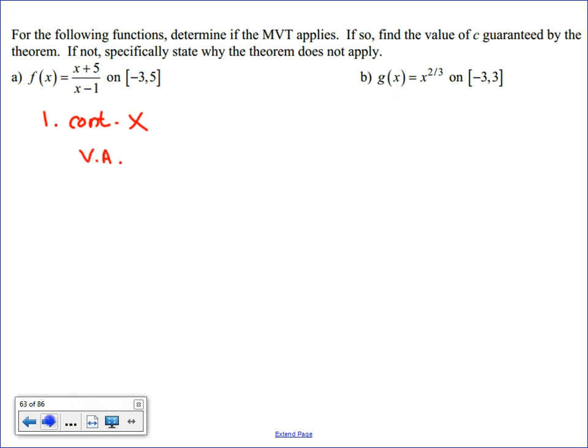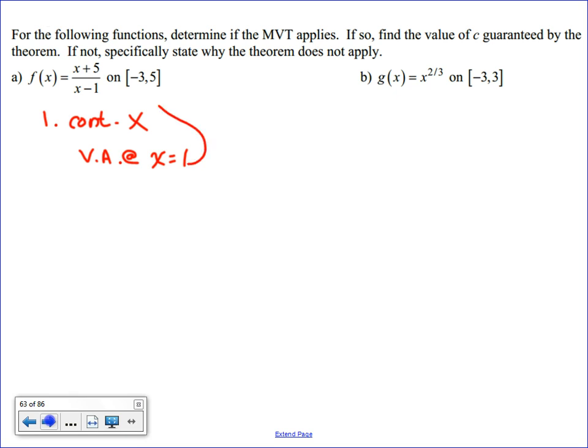Be specific. It has a vertical asymptote at x equals 1. How did I know it was a vertical asymptote? Constant over 0, because if I plug in 1, it's 6 over 0. That's one way. Another way, does it factor? Nope. I set the denominator equal to 0. Yep, it's not continuous.